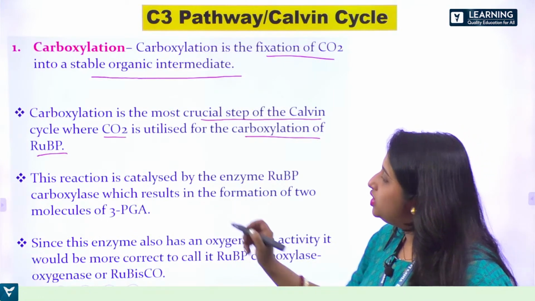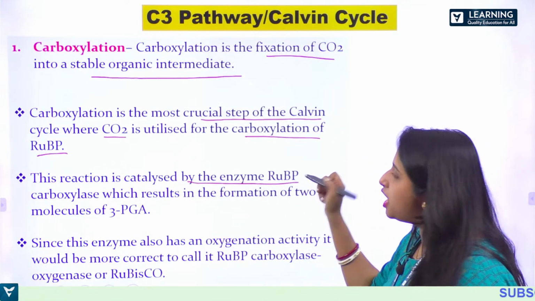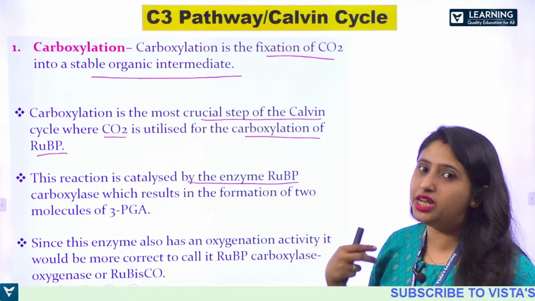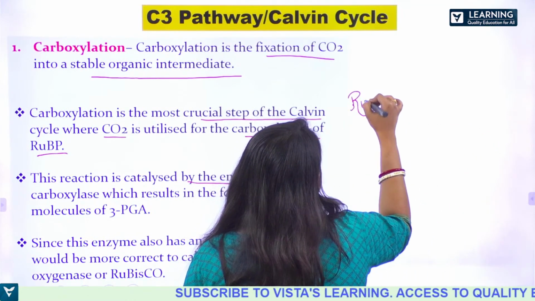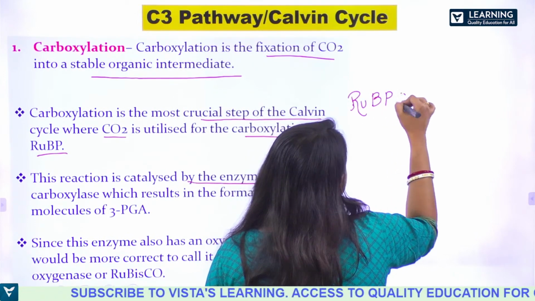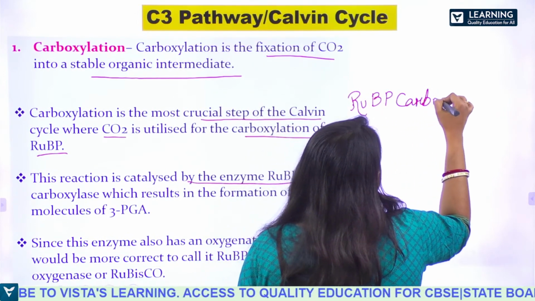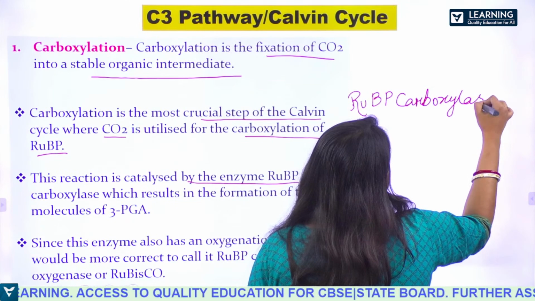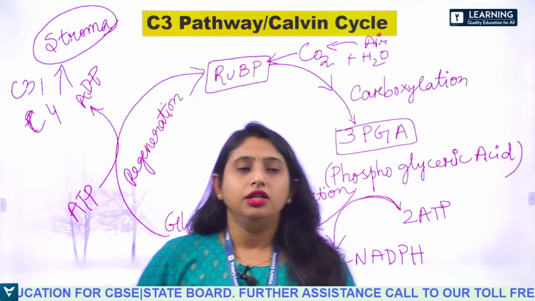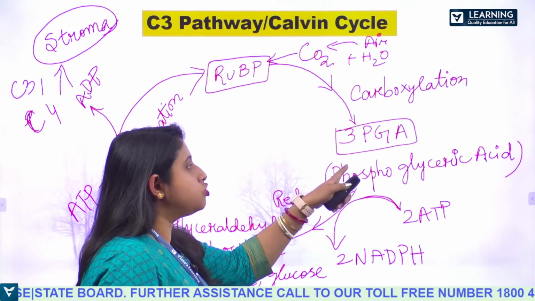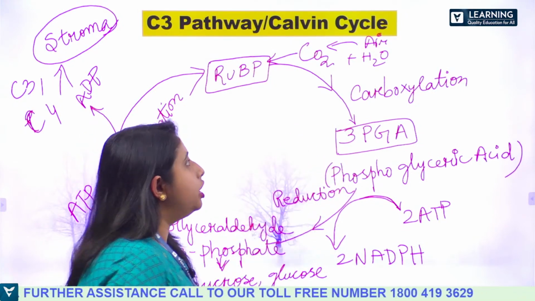So this reaction is catalyzed by the enzyme RUBP carboxylase. So what is the enzyme? Here the enzyme is RUBP carboxylase. So it is responsible. The RUBP is converted into 3-phosphoglycerate with the help of what?